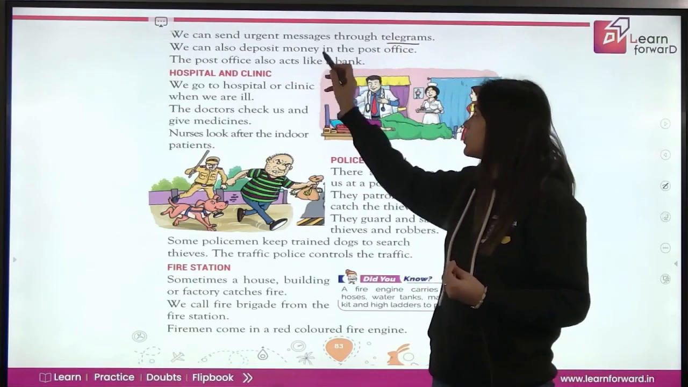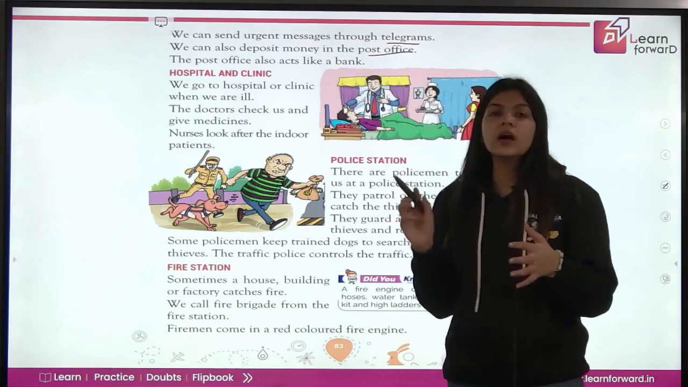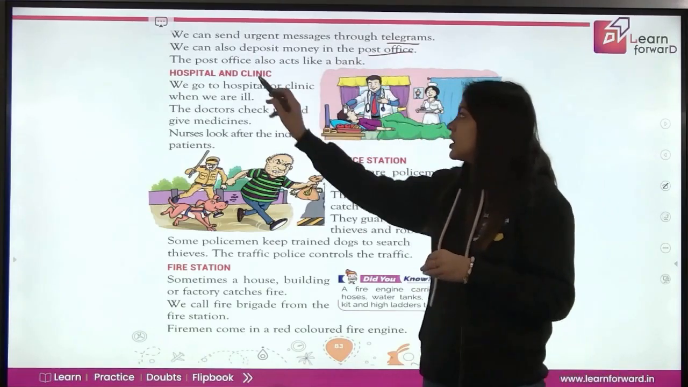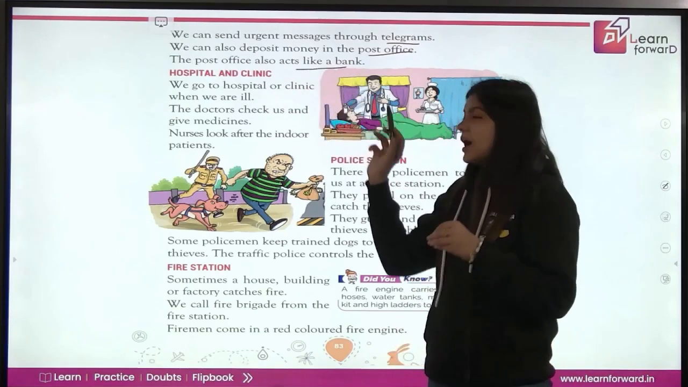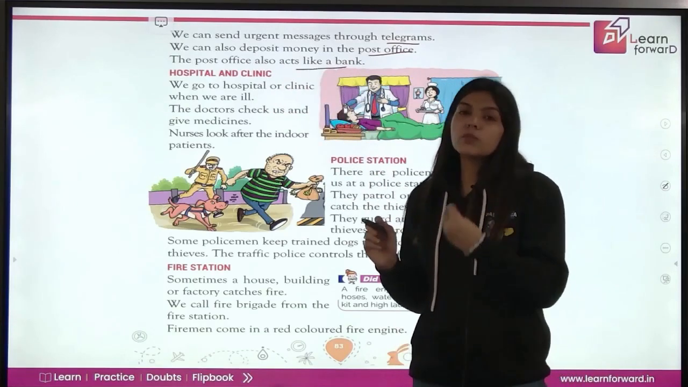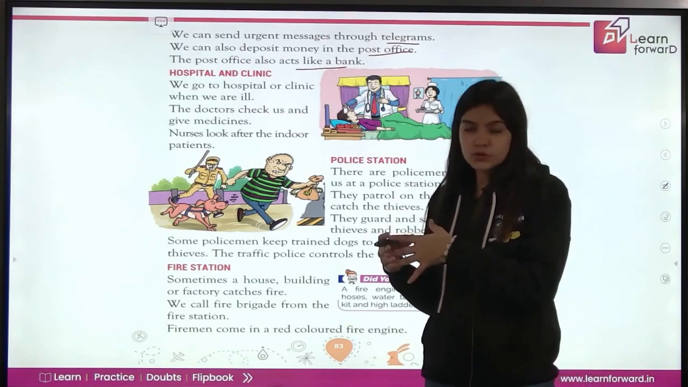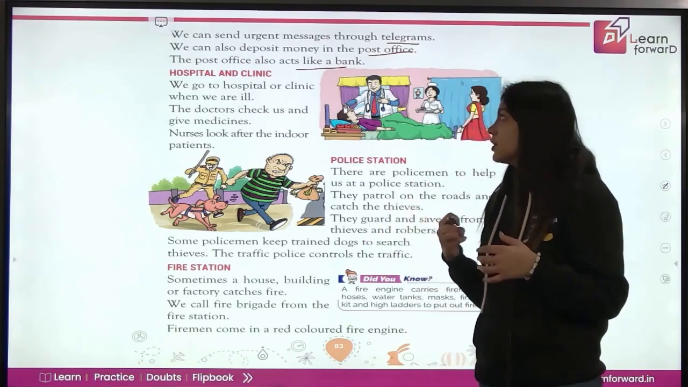We can also deposit money in the post office. So sometimes people also deposit money in the post office, and the post office also acts like a bank. As we know that we deposit money in the bank, but sometimes money is also deposited in the post office and it acts like a bank.